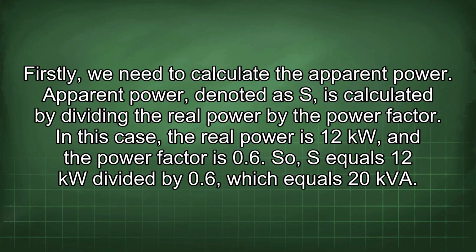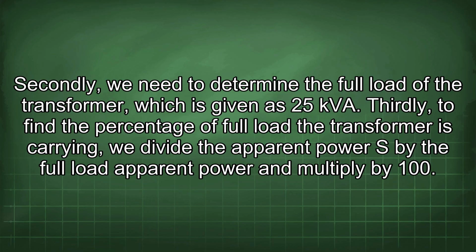Apparent power, denoted as S, is calculated by dividing the real power by the power factor. In this case, the real power is 12 kW and the power factor is 0.6. So, S equals 12 kW divided by 0.6, which equals 20 kVA. Secondly, we need to determine the full load of the transformer, which is given as 25 kVA.